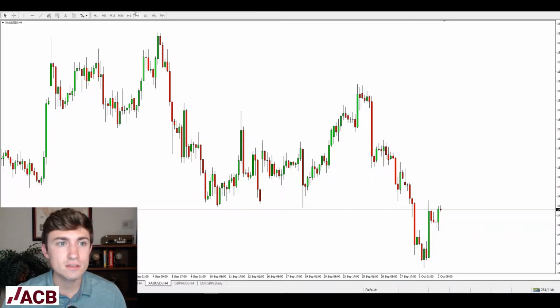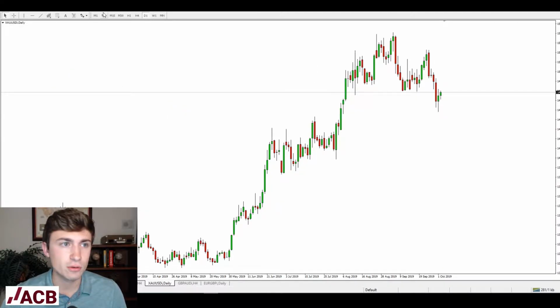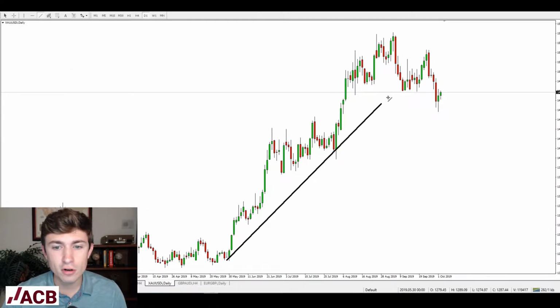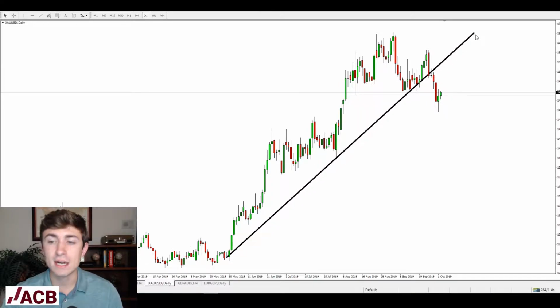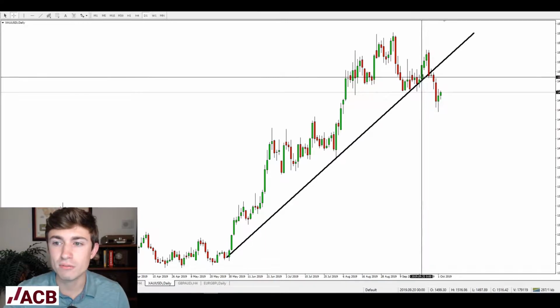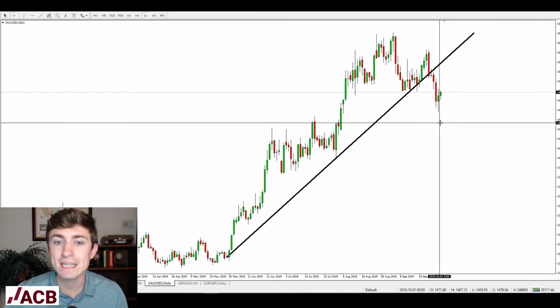XAU USD, this is gold, guys. Let's take a look at gold and see what's going on with this pair. You can see that our trend line here that we had been drawing for quite some time did indeed break, and on the break we mentioned the fact that, okay, there might be some further downside to come. In fact, we did get that.